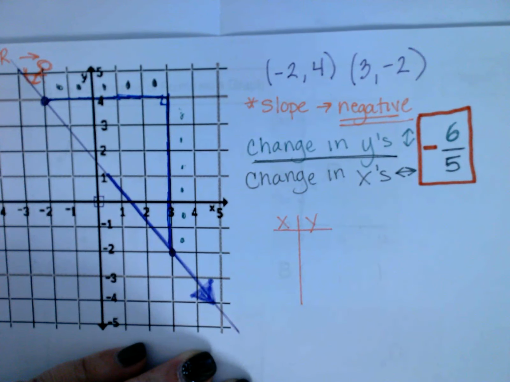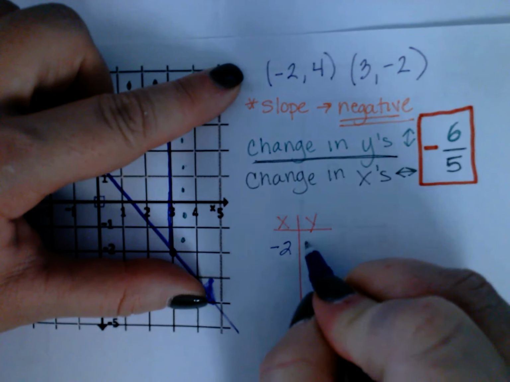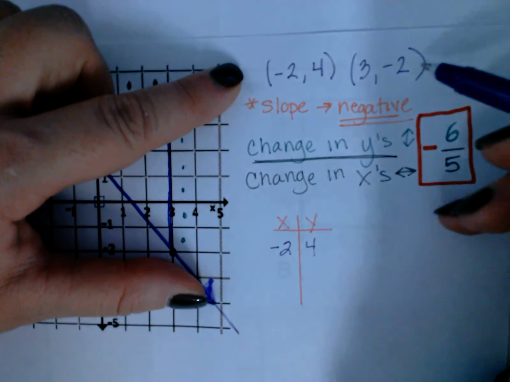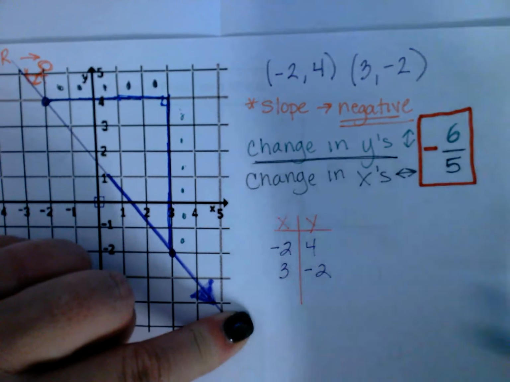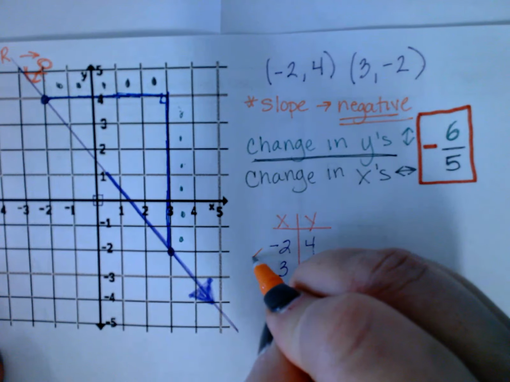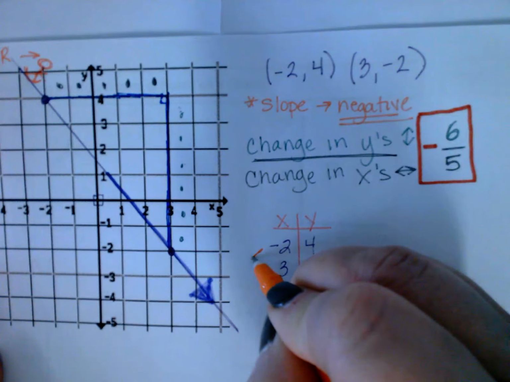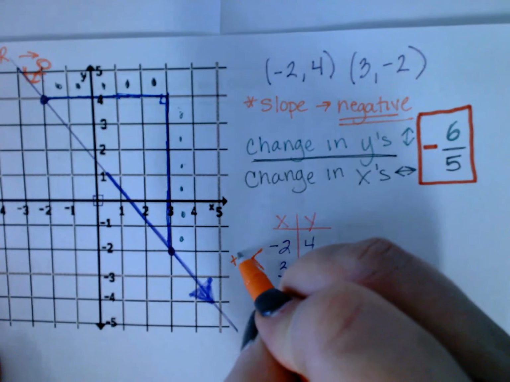I would write the ordered pairs. The first ordered pair was -2, 4. The second ordered pair was 3, -2. Oh, now we have created a table. We ask ourselves, how did these two numbers change? To go from here to here, I must have added 5.